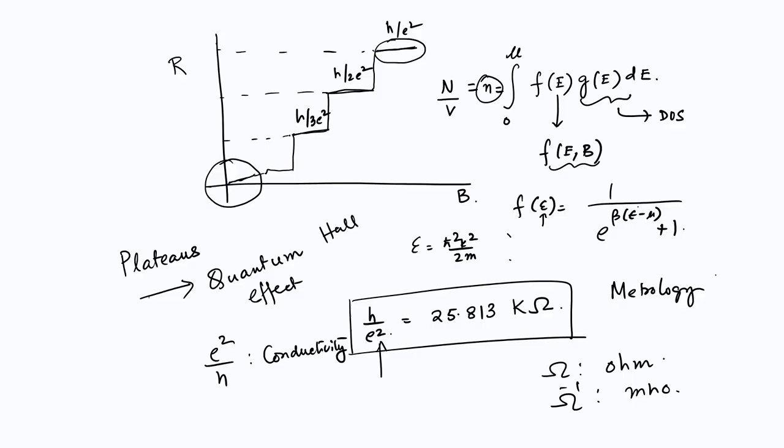So the formalism doesn't change, the system also remains the same, except that we are talking about a different resistance and a different resistivity of the material, a property of the material, and the property very convincingly shows us the resistivity to be a universal constant. 25.813 kilo ohm corresponds to the value h over e², which are known to be purely quantum mechanical quantities.